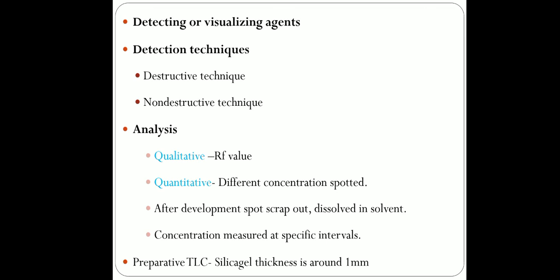After development, the spot is scraped out, then dissolved in solvent and the concentration measured at a specific interval. The next one is preparative TLC. That is, silica gel thickness can be maintained up to 1 millimeter.